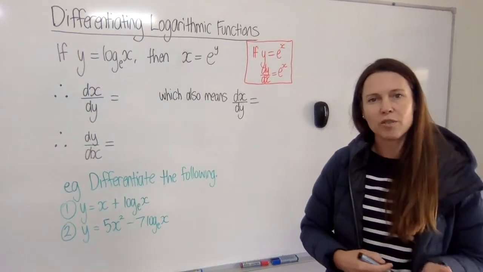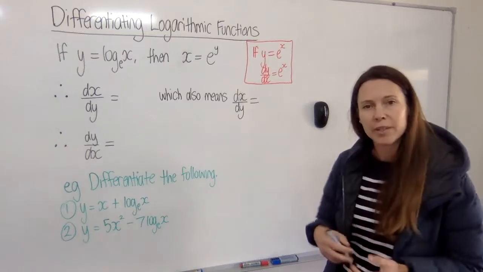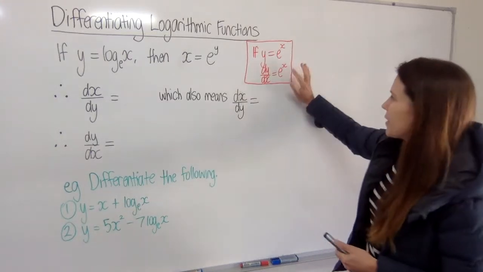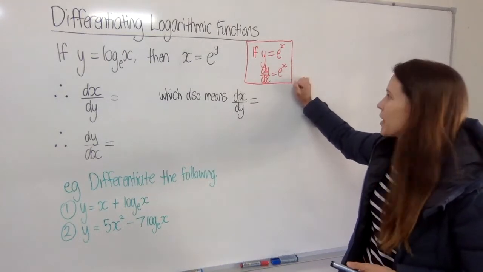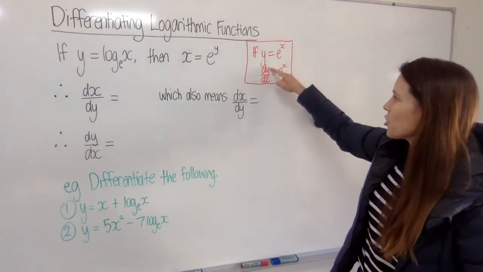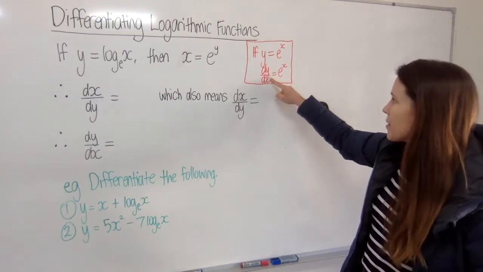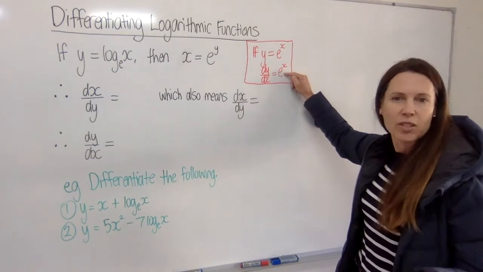Now, differentiating log functions gives us a somewhat surprising result, although the working that we need to follow is actually quite straightforward. Let's start over here in this red box with something we already know. If y equals e to the power of x, then when we differentiate y with respect to x, in other words, find dy dx, we just get itself. It's just e to the power of x.